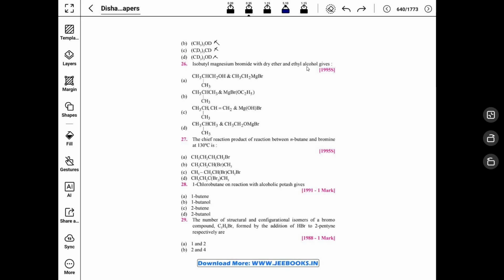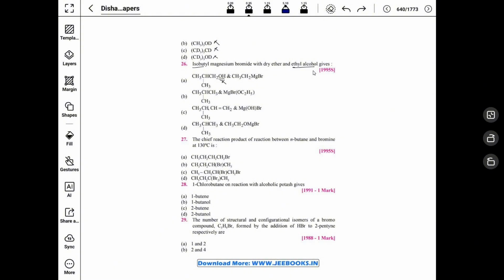Isobutyl magnesium bromide with diethyl ether in ethyl alcohol. So again, it will take the proton. So isobutyl will take the proton to give the hydrocarbon, and ethyl alcohol will go to the magnesium side. So let's check. This is OH. No, this is not the correct answer.